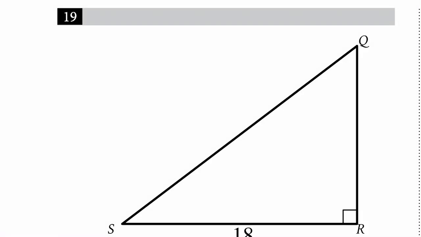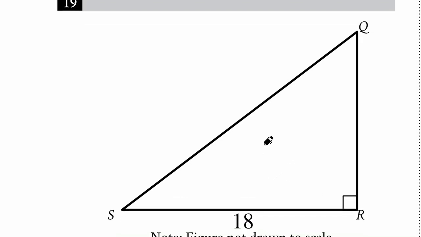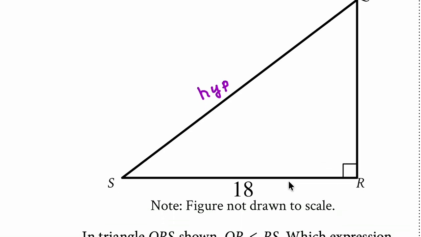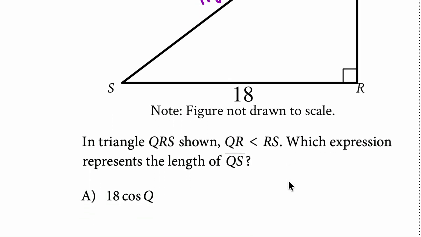Question 19, Bundle 11, Module 1. A triangle is given to us, which is a right angle triangle. QR and SR are the two legs of the triangle, and SQ is the hypotenuse. Okay. The side opposite to 90 degrees is always the hypotenuse. The figure is not up to scale, that's okay.